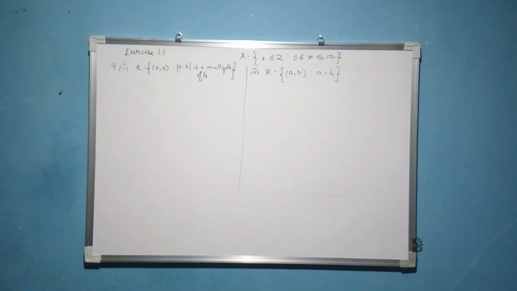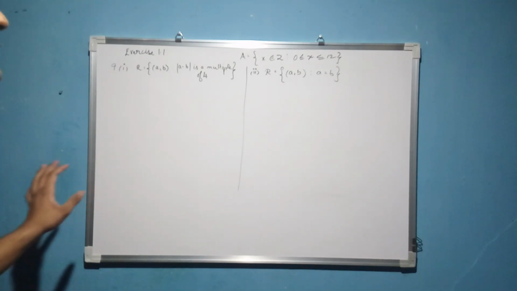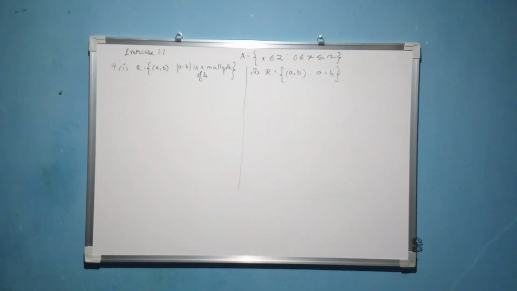7th question is a simple one. 8th question I have explained as example 5 to explain about the equivalence class. Now you are going to the 9th question, and in this I am just going to explain how to find the elements related to 1 in each case.